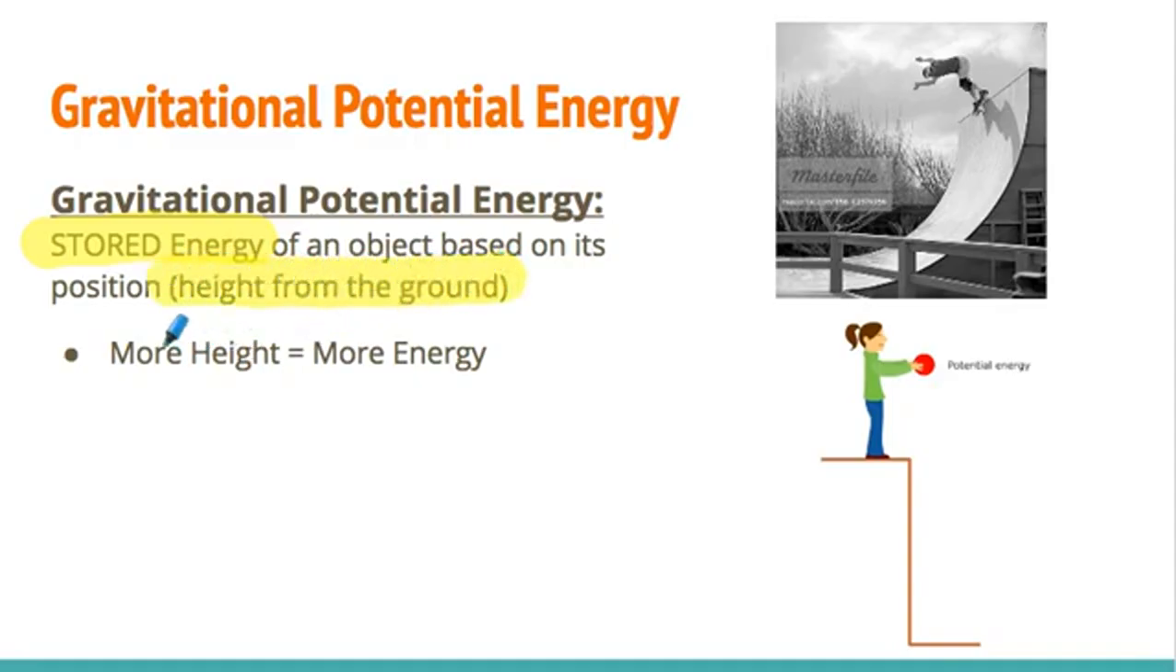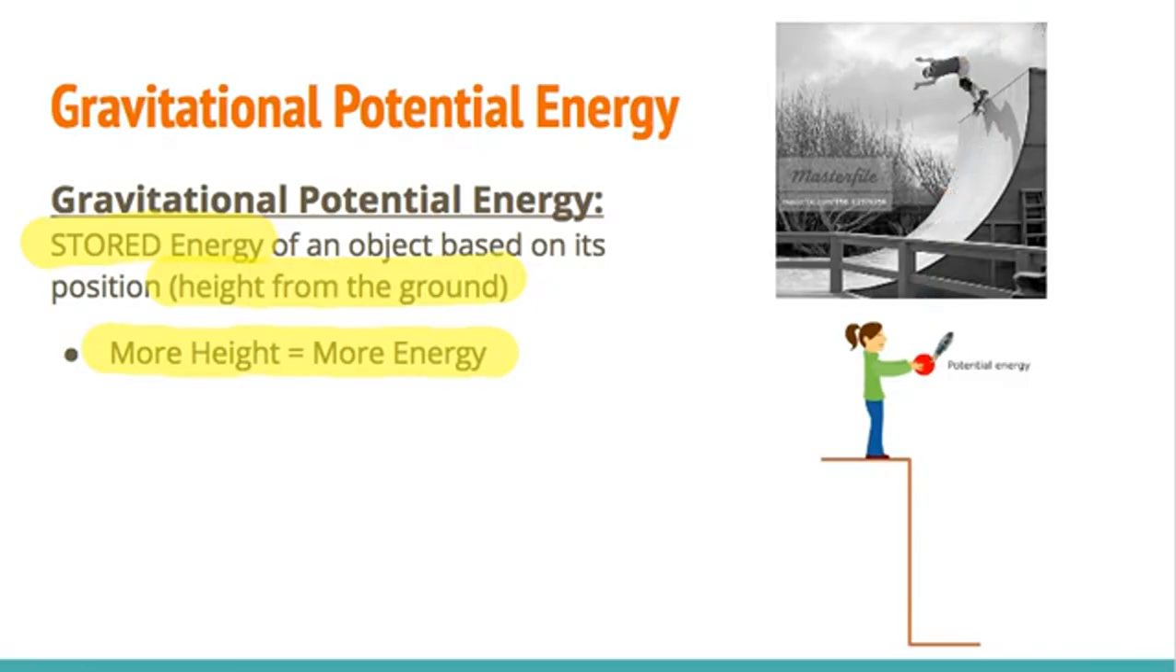So basically the idea is the higher the object is above, the more potential energy that object has, the potential to do work. So in other words, if you look at these two pictures, I've got a skateboarder on a half pipe right here. The higher the half pipe goes, so let's say the skateboarder goes a little bit higher right here, that means that person would have more potential energy than if the skateboarder was down here. Kind of makes sense.